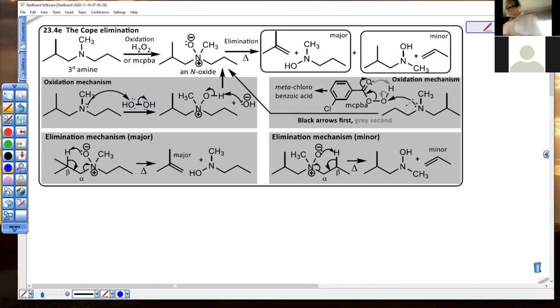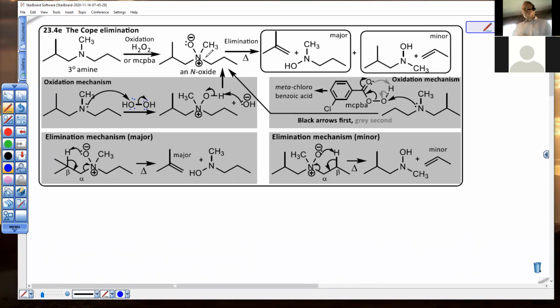Or a peracid does some interesting things. It gets an O, resonate, protonate. It gets rid of the H here as well. And there's your O minus. And you have an N-oxide.